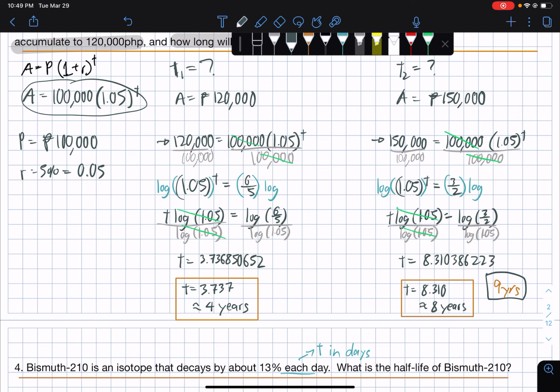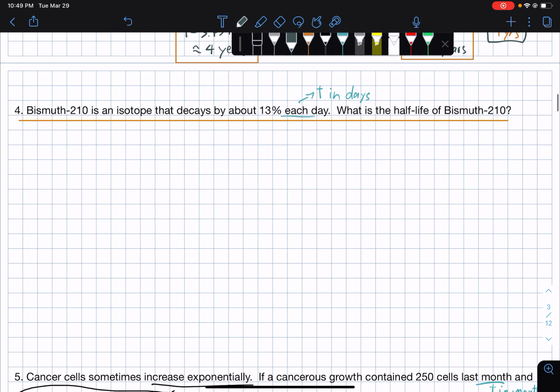So let's move to number 4. Bismuth 210 is an isotope that decays by about 13% each day. What is the half-life of bismuth 210?